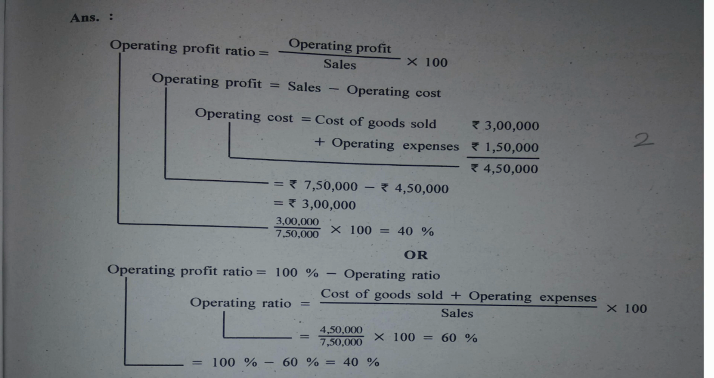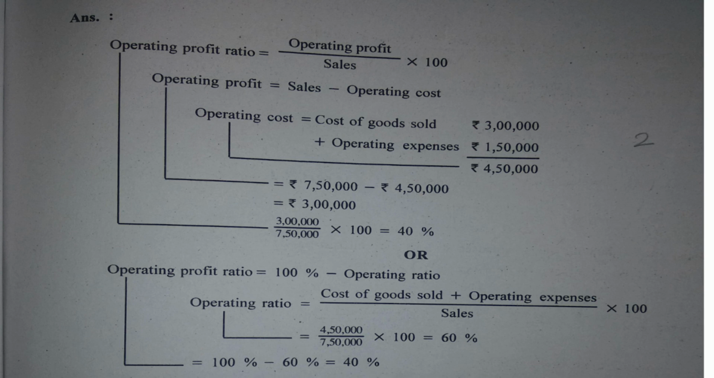Now you know very well how to obtain operating ratio. Operating ratio is the second ratio from profitability ratios that we have learned. So what is the formula for operating ratio? It is cost of goods sold plus operating expenses upon sales into 100. This is the formula for calculating operating ratio. So operating ratio can be easily obtained. All the three figures are given in the question.